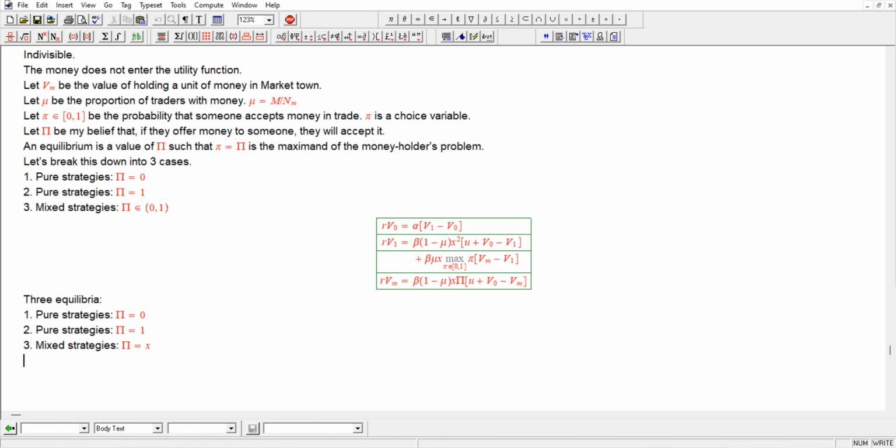So it turns out this model has 3 equilibria, one where people don't use money. It's always going to be the case in a search model in general, if the money doesn't itself give anyone value. There are 2 monetary equilibria in addition to that. One, I guess, pure monetary equilibrium, where everyone uses money in all trades at every opportunity, except when they're bartering. And a mixed equilibrium where people sometimes accept money and sometimes turn it down.